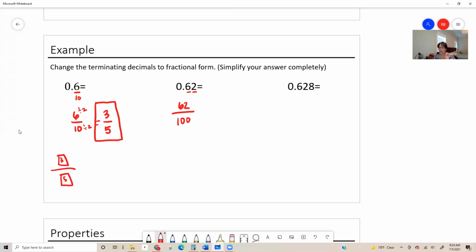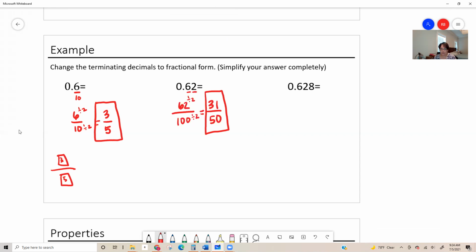All right, now if you're not sure about greatest common factors, what I usually do is if they're even, I just start dividing by 2. So if we just divide top and bottom by 2, this would be 31 over 50. Okay, now 31, there's nothing that will divide into 31. So that is going to be as simplified as it gets.